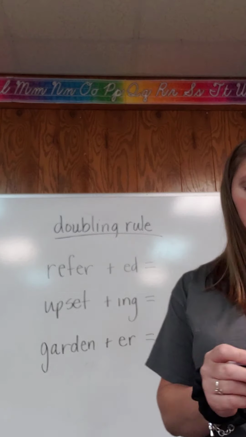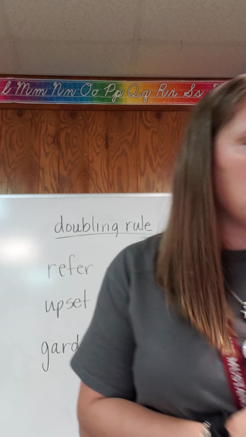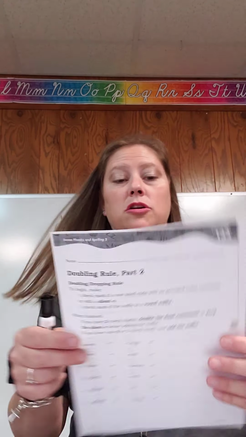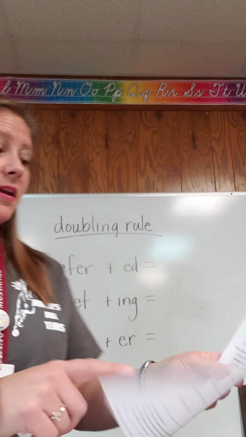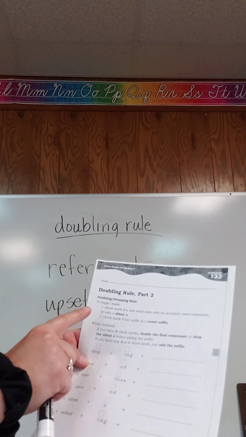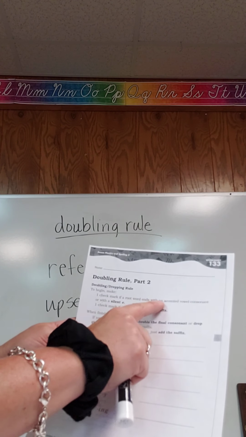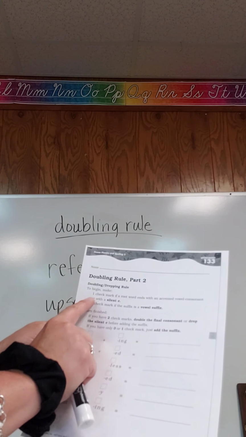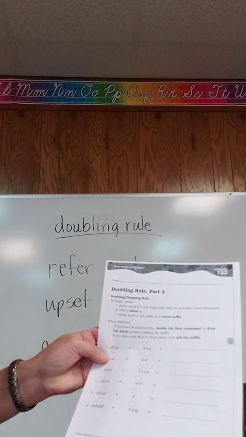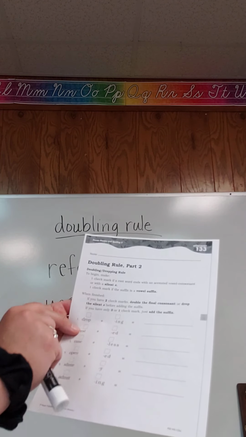Okay, so let's take a look at these words. Keeping in mind, if you take a look at your worksheet, it's got the information for you up here on the rules. To begin, we're going to give 1 check mark if the root word ends with an accented vowel consonant or with a silent E. So that's one of the things we're going to be looking for.